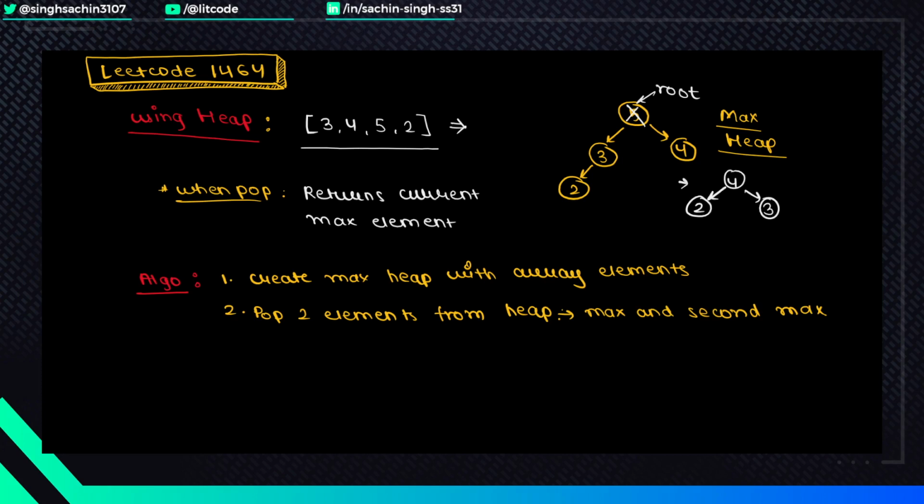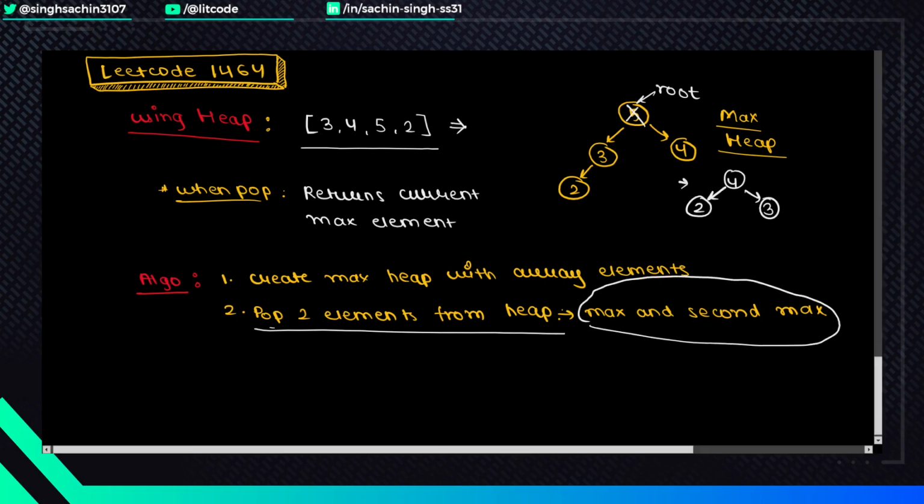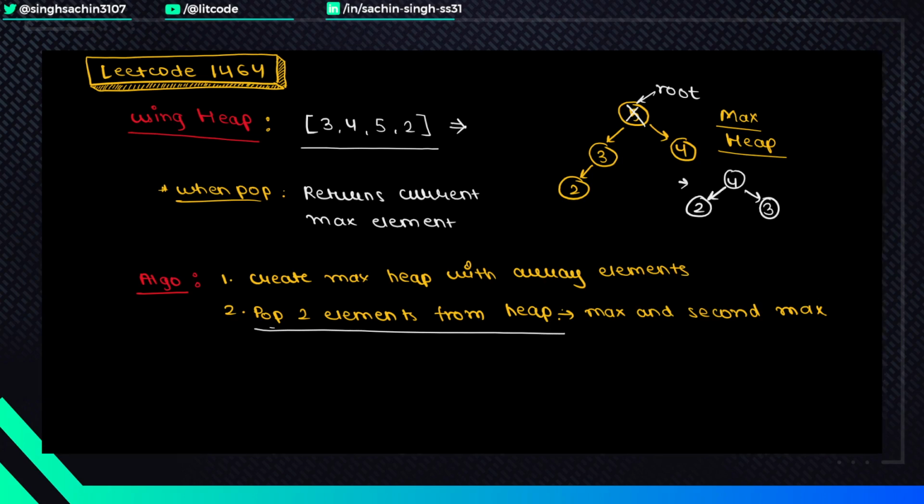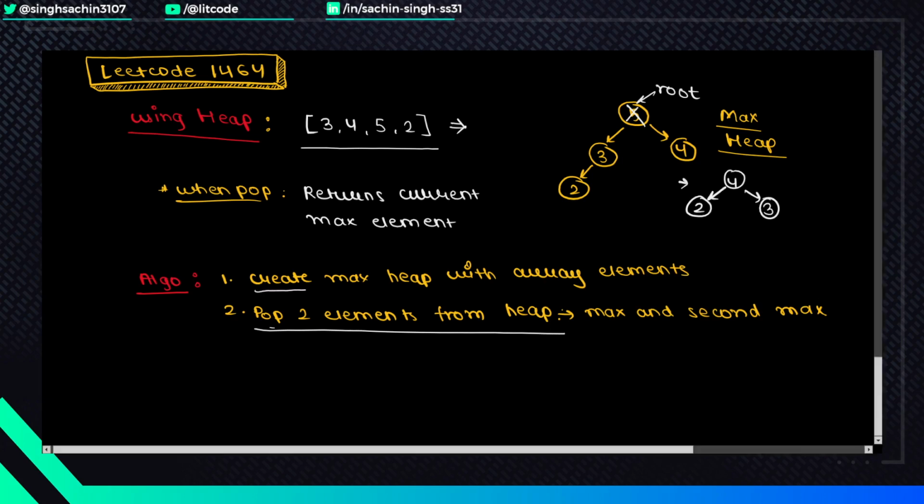So for that, we will just pop two elements from the heap. Okay, by doing so we'll get our max and second max element. Okay, so this will be a simple approach. Create a heap from the array and pop two elements from the heap. That's it. This is what we will be doing.